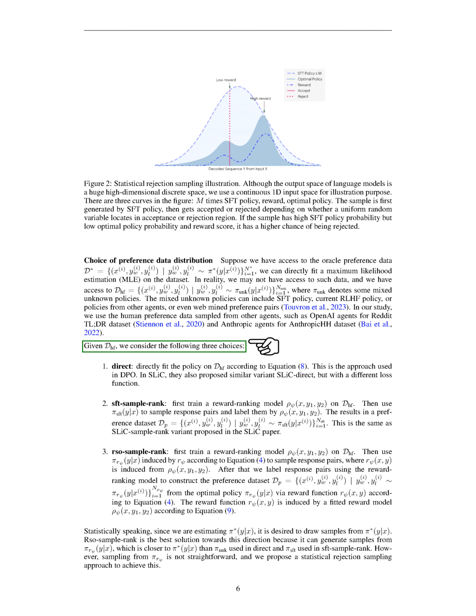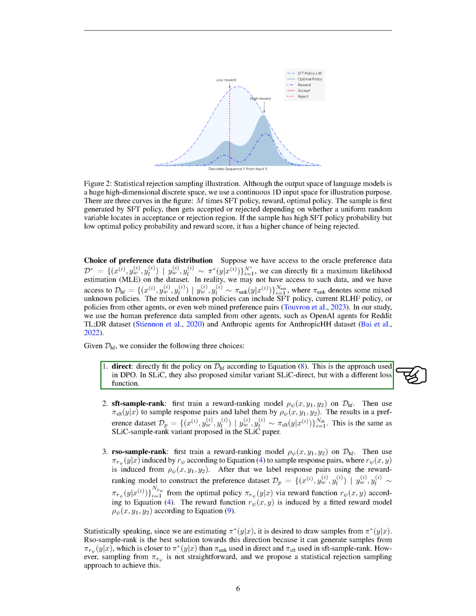Given this D_HF data, we consider three different approaches. 1. Direct. This approach involves directly fitting the policy on the D_HF data. This is the method used in DPO. A similar variant, SLiC direct, was proposed in SLiC, but with a different loss function.